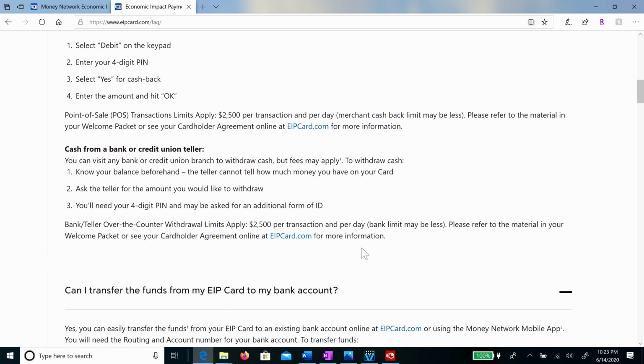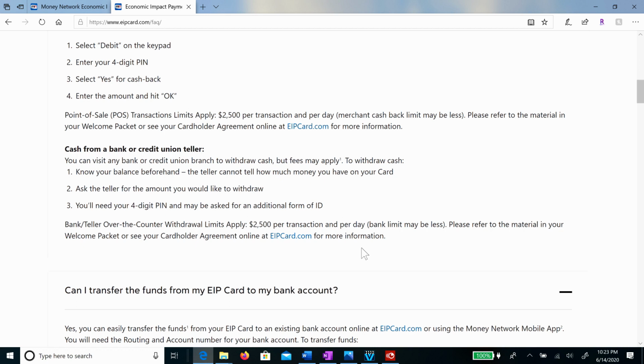Also, know your balance beforehand, because the teller cannot tell you how much money you have on your card. Also, I know with the other card, if you tell them the wrong amount, and it is more than what the card has on it, it will lock your account up. That's on the other side with the unemployment debit card. I don't know if it applies here, but I would not be surprised if that would be the case. Also ask the teller for the amount you would like to withdraw.